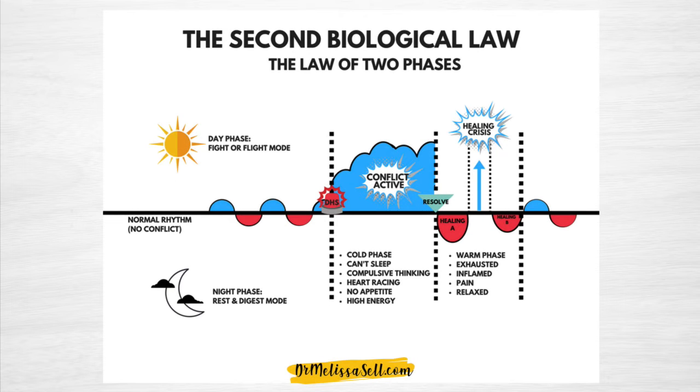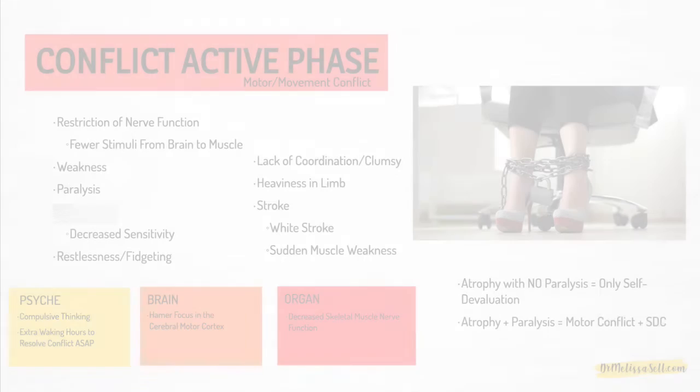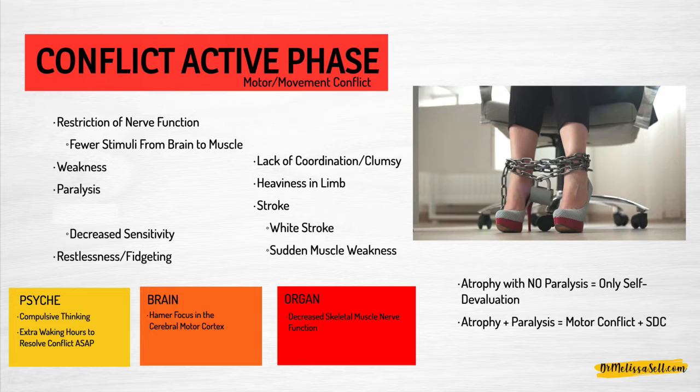Now we will look at the second biological law, which is the law of two phases, which is so important to understand the different landmarks of the conflict, what happens when you're in conflict versus when you are in the healing phase. So here, conflict active phase. This is when the shock occurs. The DHS happened, you were caught off guard by feeling restricted or stuck. At the psyche level, you can't think about anything but this problem. You're not sleeping at night, you're staying awake, and the whole purpose of that is so that you can figure out a solution to this problem.